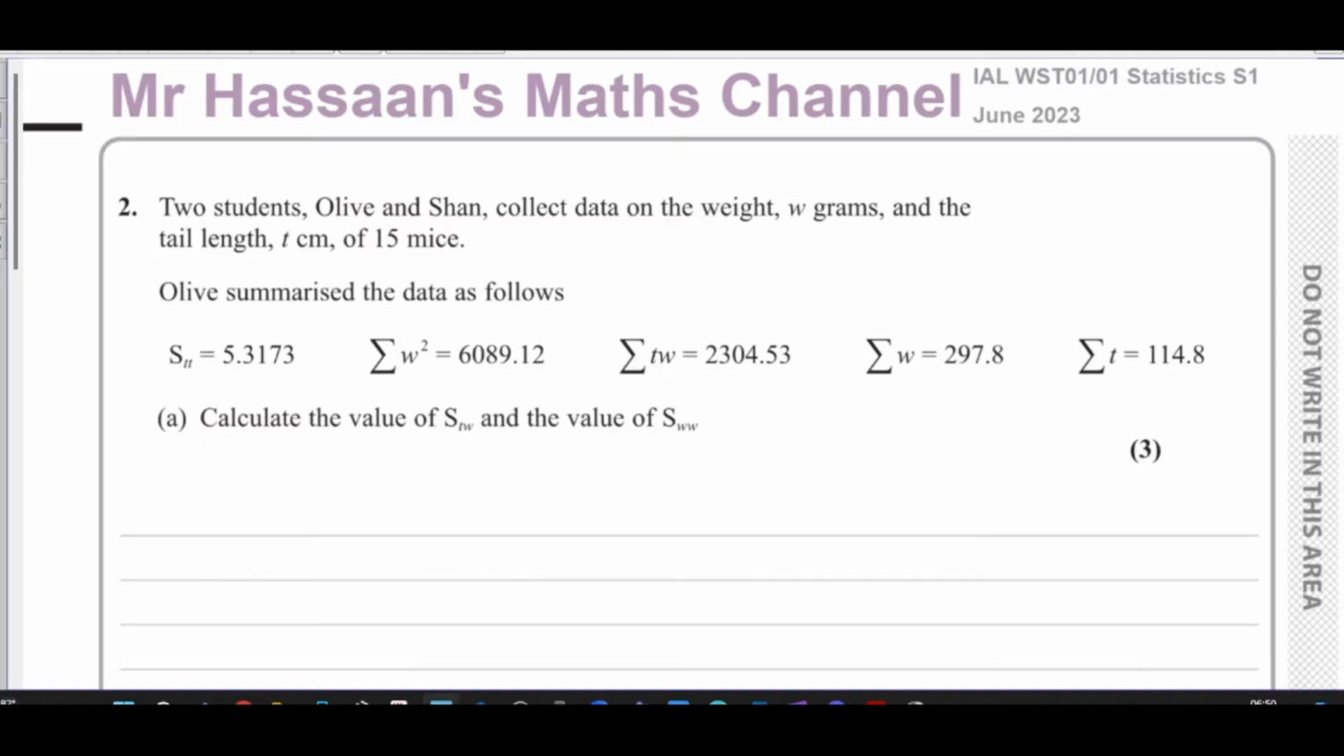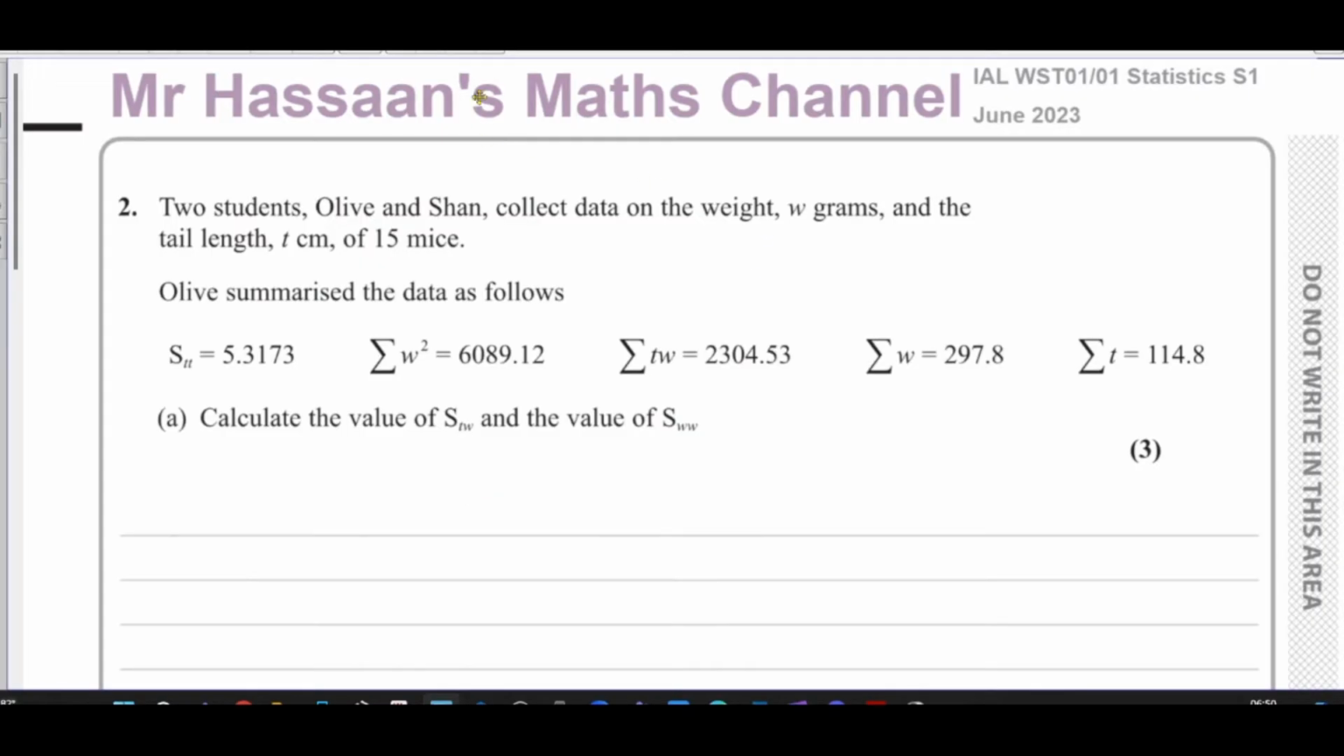Now here, a lot of students will look at this and say this is some other language that is being described here, right? But in fact, it's actually quite easy, especially when you have the formula sheet with you. So we need to find STW. And what does this STW mean? Basically, it's a measure of the variance, how spread apart the values of T are with W.